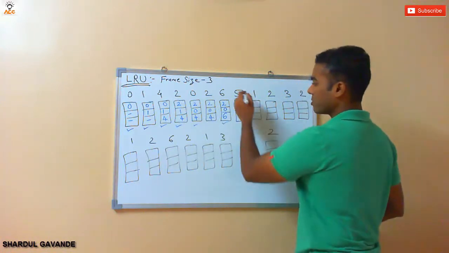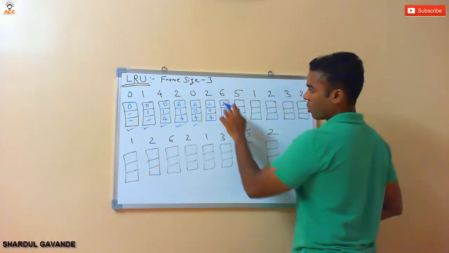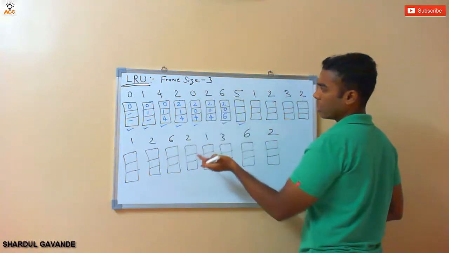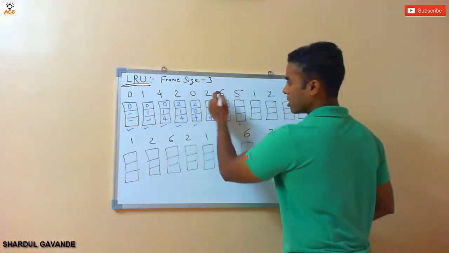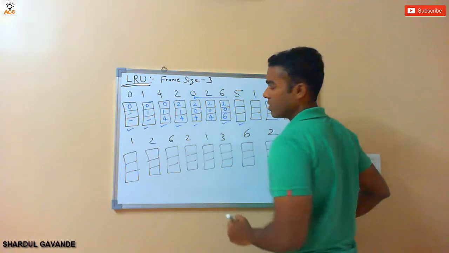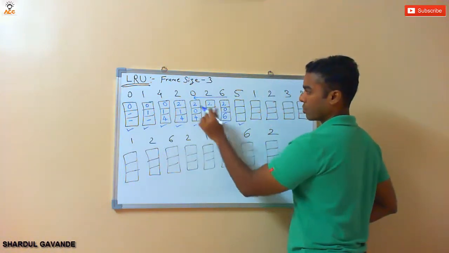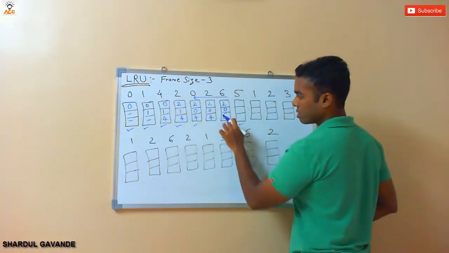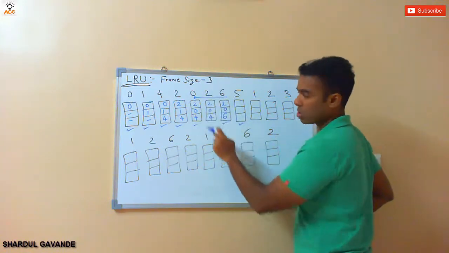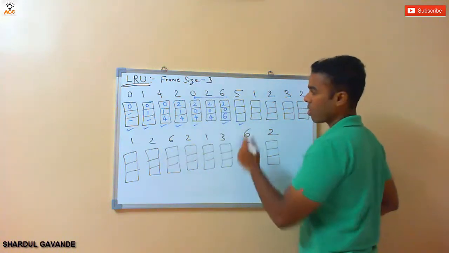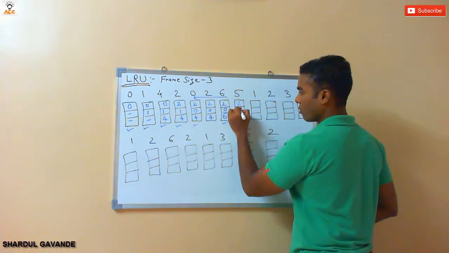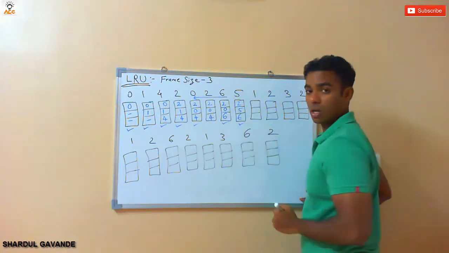Next is 5. Again a page fault. 6 was used, 2 was used, so 0 is the number which has not been used for a longer time. So we replace 0, giving 2, 5, 6.